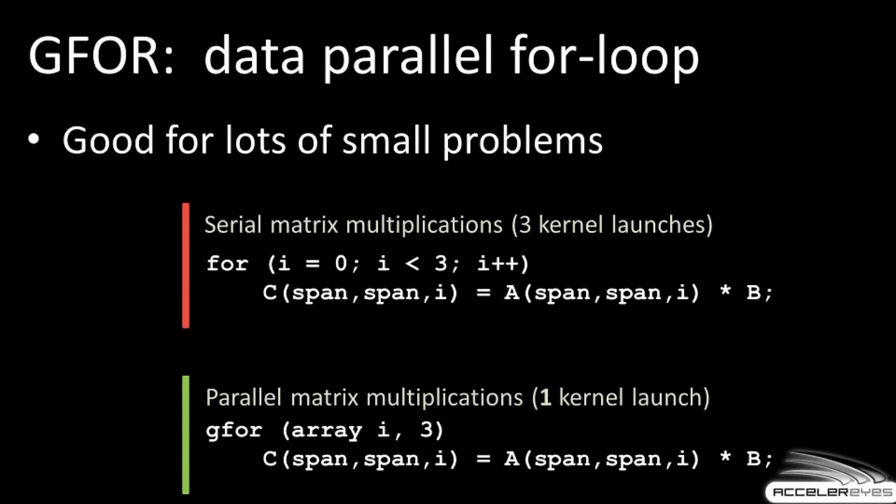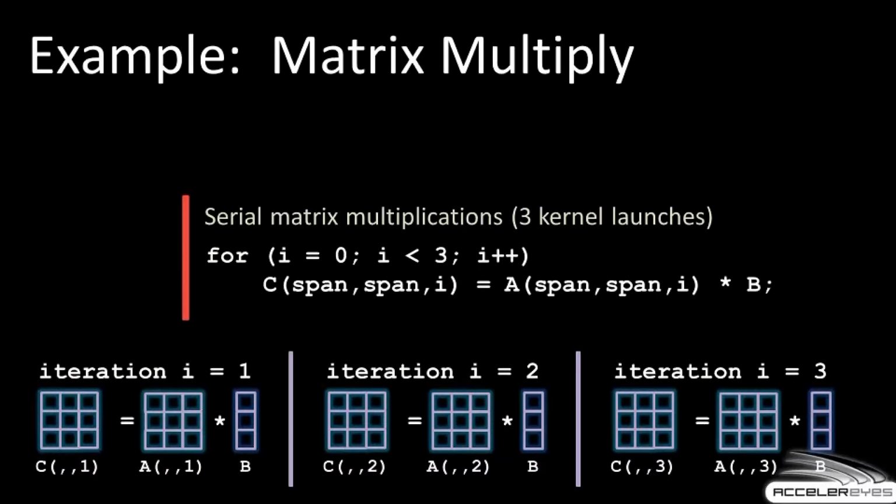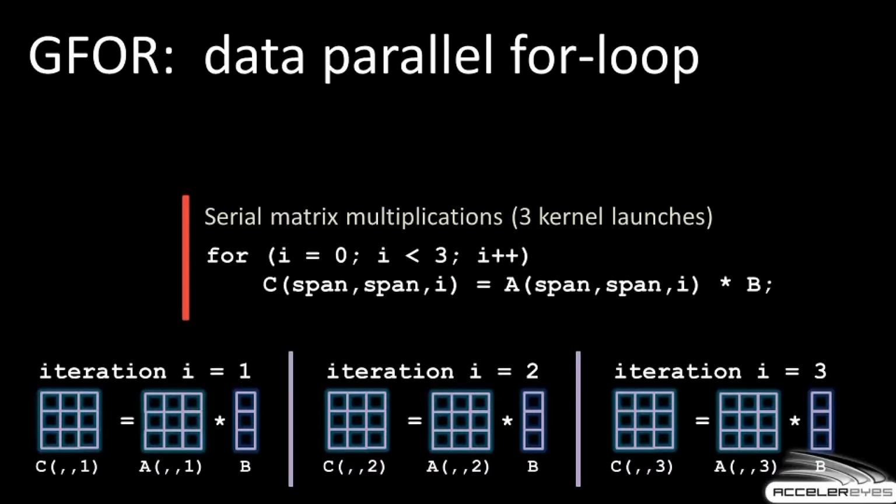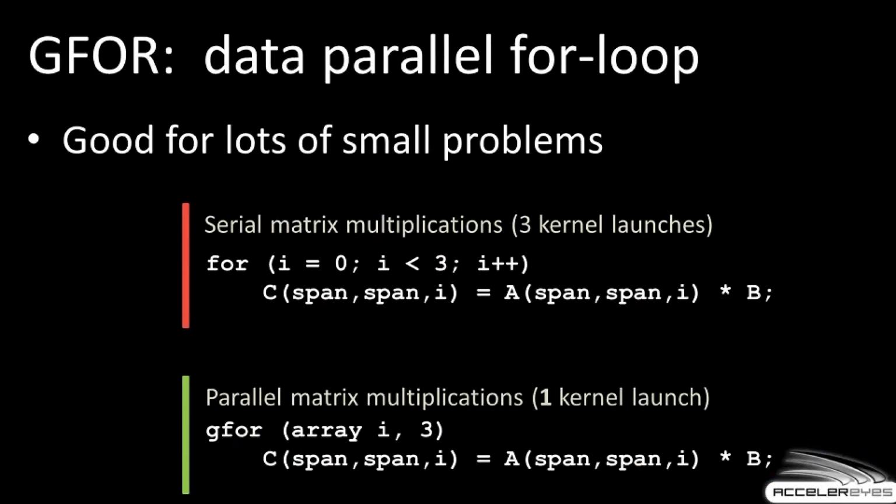So that may work fine if you have one huge matrix that you need to do, but if you have a lot of small matrices, it's not well suited for the GPU. What gfor is good for is a lot of small problems. So instead of doing that serial matrix multiplication, you can switch it out to be a gfor loop. Here we'll do 3 tiles. All the loop body looks the same as the for loop. But in this case, this happens in one kernel launch.